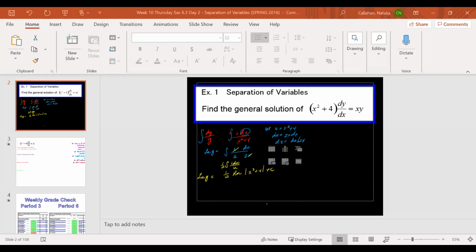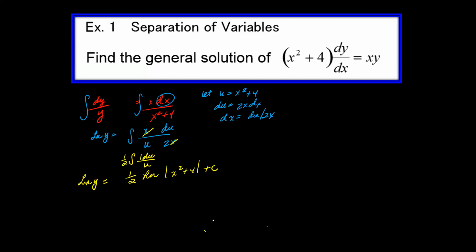Oops, what happened here? Share screen. Okay, that was weird. Let's make sure that this is still on.